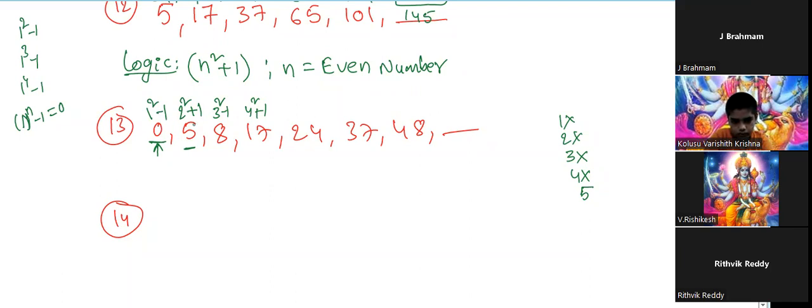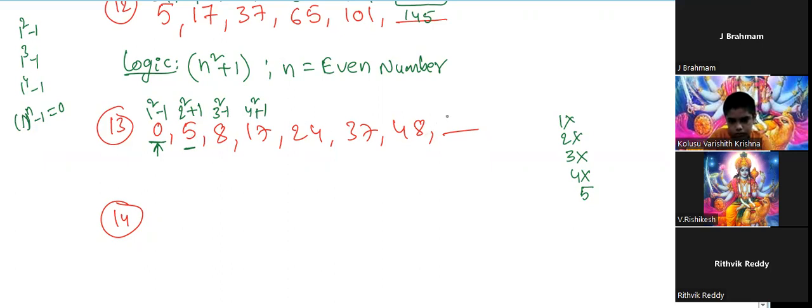1 time minus, 1 time plus. Alternatively, here 5 square minus 1. The answer is 81, sir? No. That was 5 square minus 1 and 6 square plus 1 and 7 square minus 1.